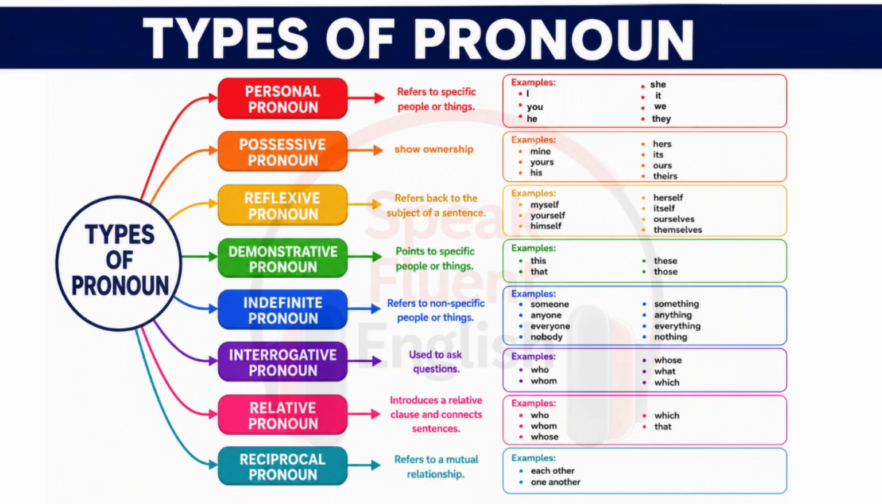Now, interrogative pronouns. These are used to ask questions. For example, who, whom, whose, which, and what. Now let's see simple sentences. Who? Who is your best friend? Whose? Whose bag is this?